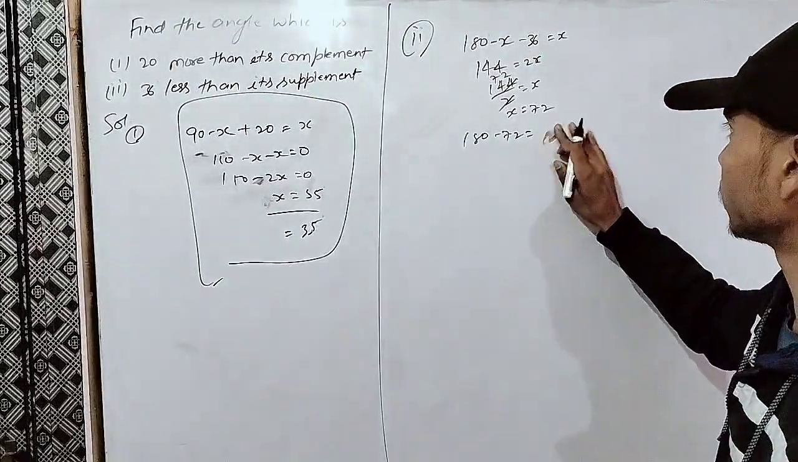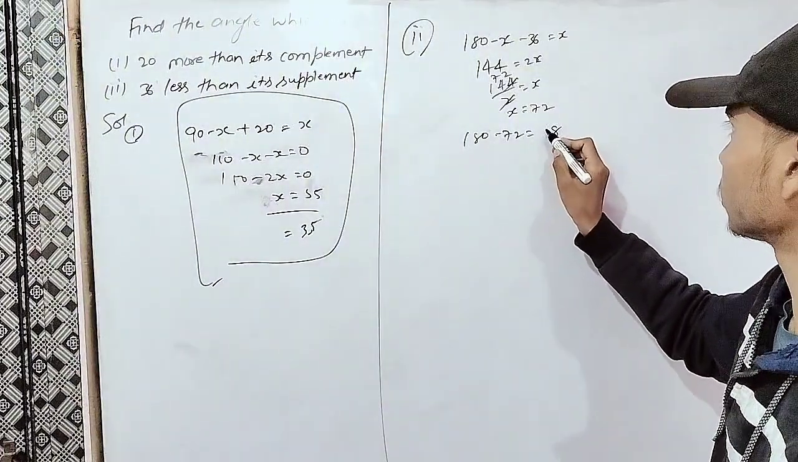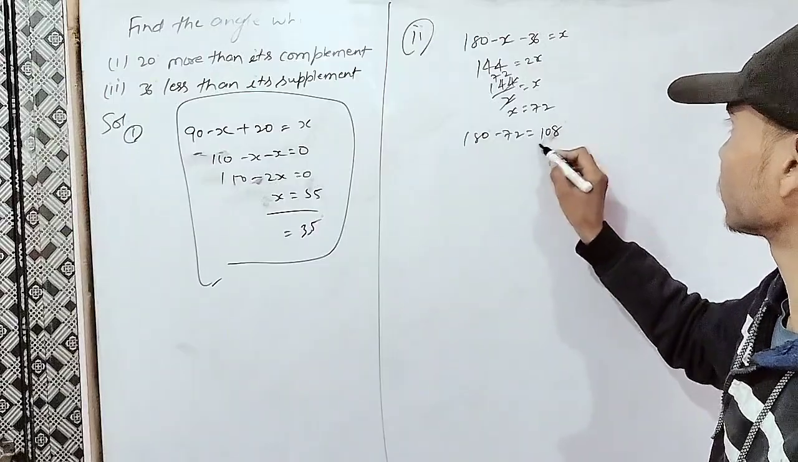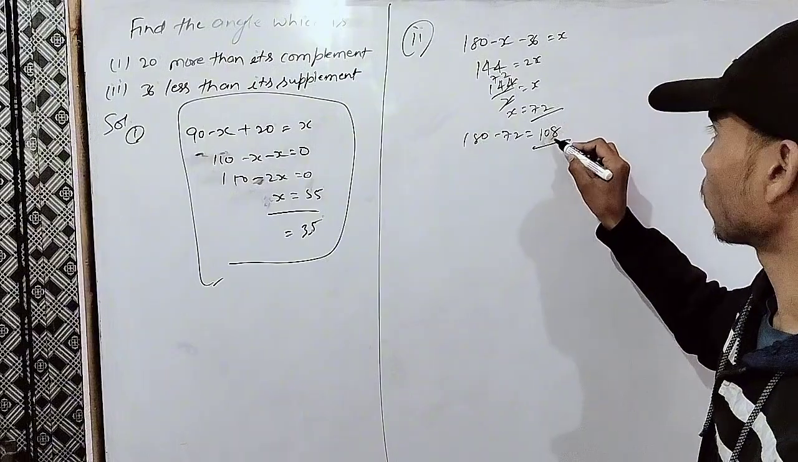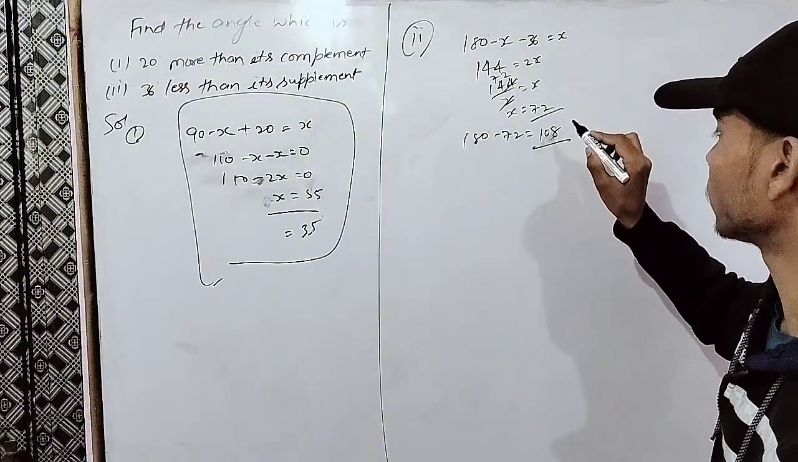180 minus 72 is 108. This is the second and this is the first. This is a complement of 108 and this is a supplement of 72. Clear?